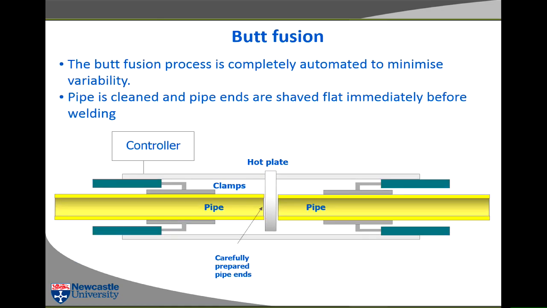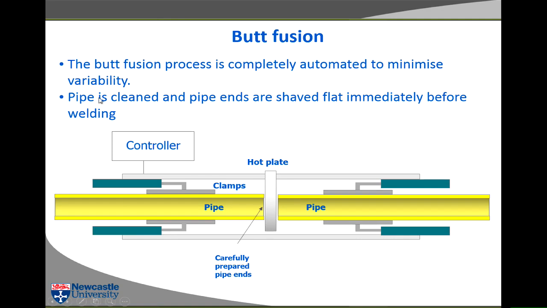Right, so here's the first one. Here's butt fusion. The butt fusion process is completely automated. You don't want anything to be dependent on the operator. So once you put your pipe in the butt fusion machine, everything is controlled. So you can't mess it up.